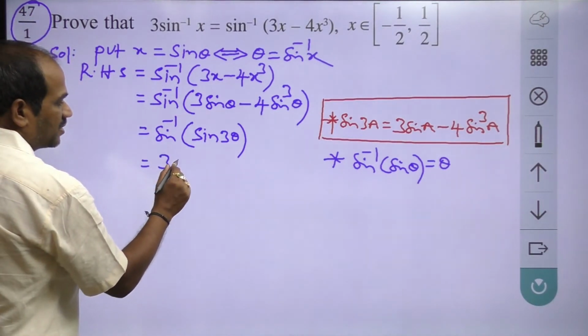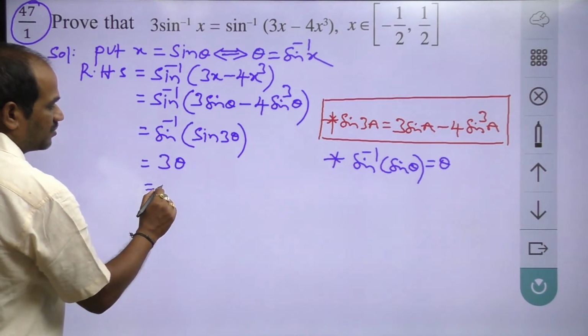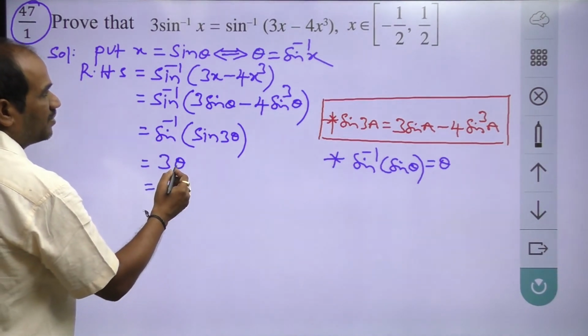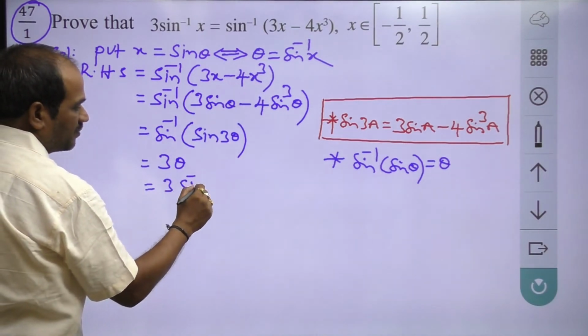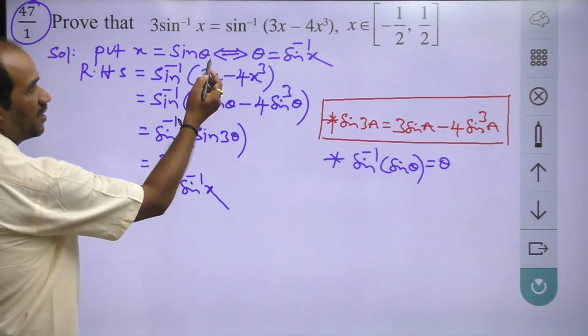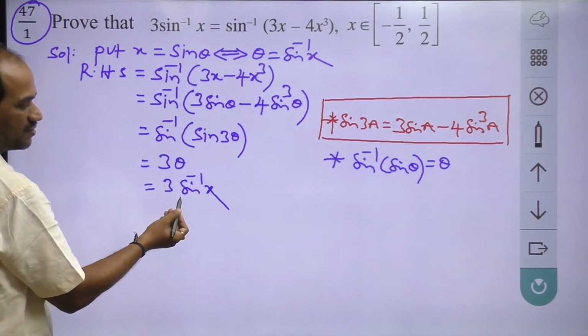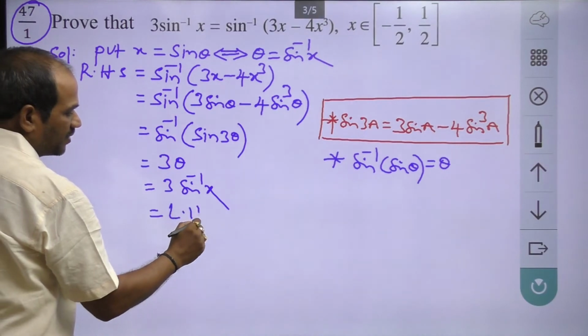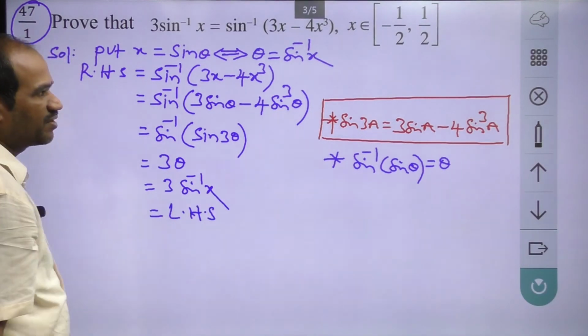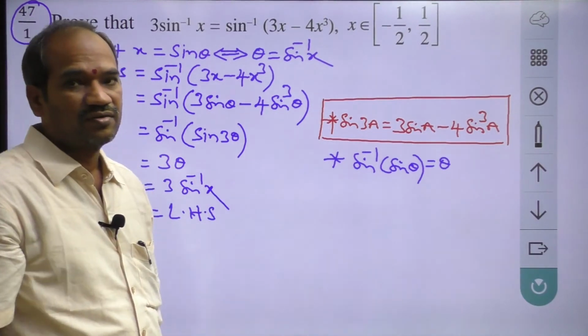So theta is replaced by 3 theta here, that is 3 into the theta value. Replace theta by sin inverse of x. Check here, the LHS value is 3 sin inverse x. So that is equal to the LHS value. This is a 3 marks question, a repeated question.